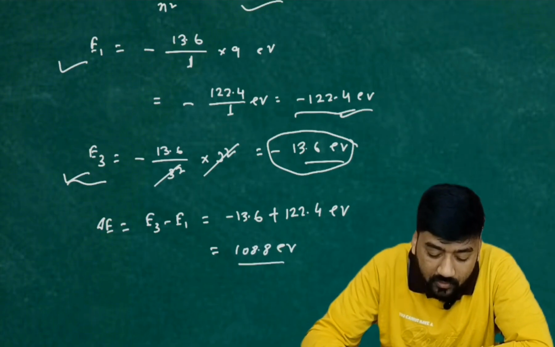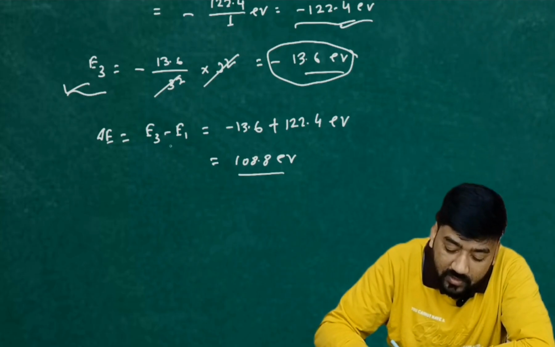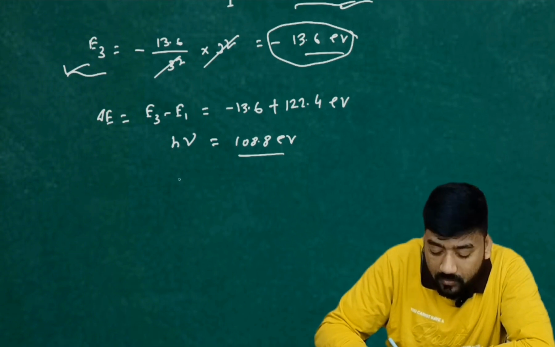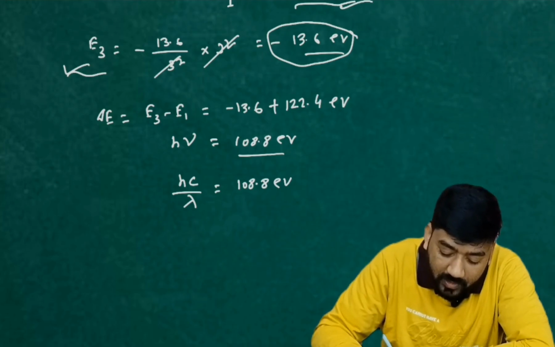Now how can you find out lambda? You know delta E, or E2 minus E1, or E3 minus E1, that is basically equal to h nu, and nu is equal to c by lambda, that also you should know. So this is hc upon lambda, that is equal to 108.8 electron volt. Now from here you can find out lambda.